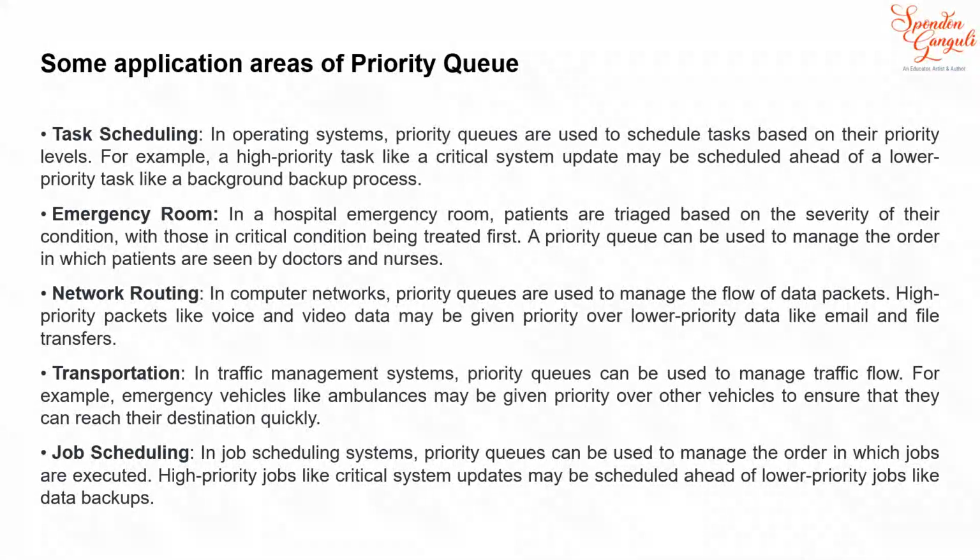Transportation: in a traffic management system, a priority queue can be used to manage traffic flow. For example, an emergency vehicle like an ambulance may be given priority over other vehicles to ensure they can reach their destination quickly. And the last one, job scheduling. In a job scheduling system, a priority queue can be used to manage the order in which jobs are executed. High priority jobs like critical system updates may be scheduled ahead of lower priority jobs like data backups.